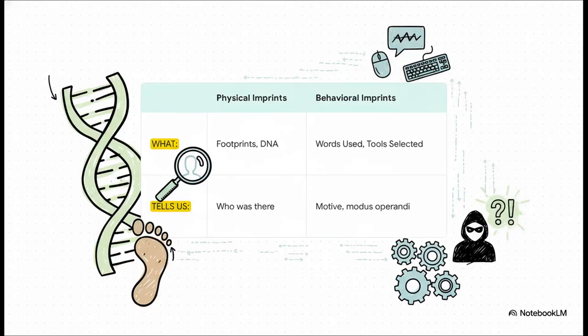Now, this is where it gets really interesting. Look, physical imprints like DNA or fingerprints can tell you who was at a scene. That's huge, obviously. But behavioral imprints, they tell you the how and the why. Things like the specific software an attacker used or the sneaky ways they try to cover their tracks. That stuff tells you about their skills, their motivation, and their signature way of doing things. It's the story behind the crime.